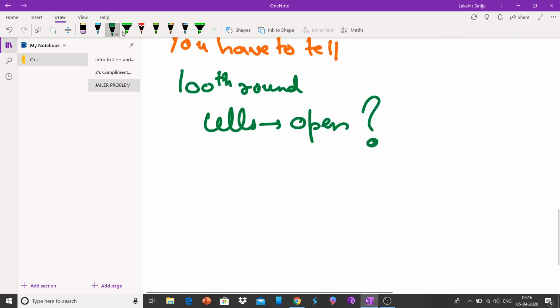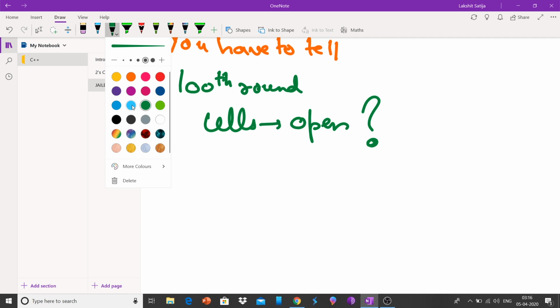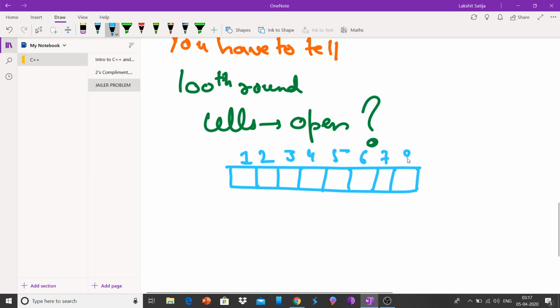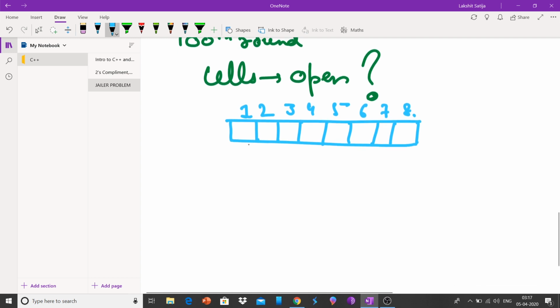Let me discuss it with a small example. Let there be 8 cells, numbered 1 to 8, and initially all cells are closed. So in the first round he opens all of them.